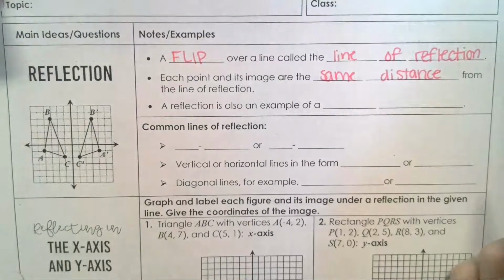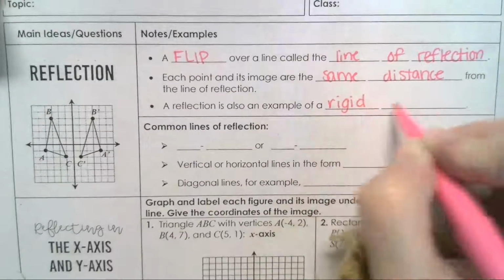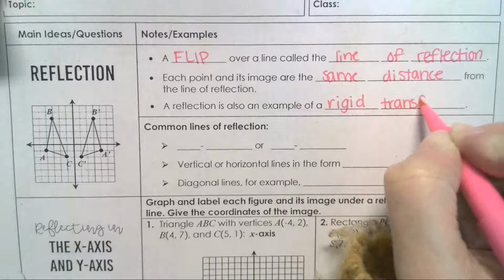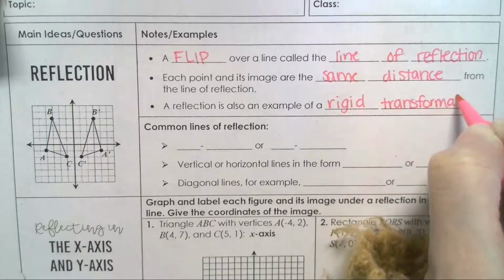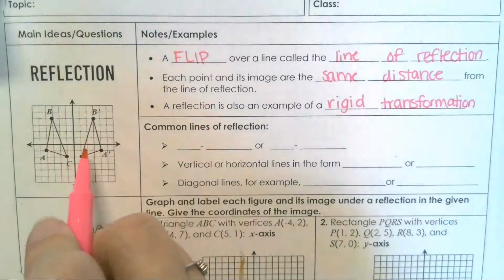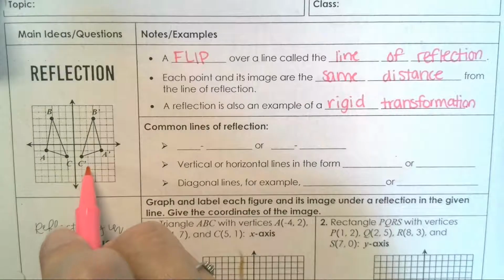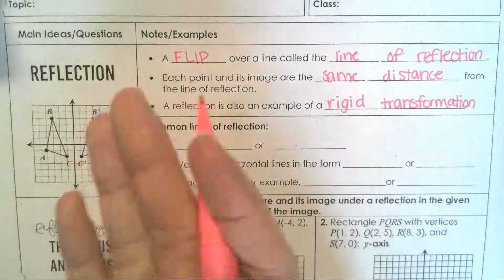A reflection is also an example of a rigid transformation. Rigid transformation, remember, does not change the size or the shape. So if you look at the example here, they're both still triangles and they are both still the same size. It's just taken it and flipped it over.